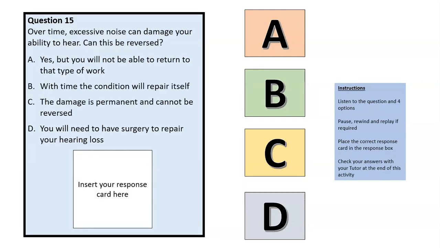Question 15. Over time, excessive noise can damage your ability to hear. Can this be reversed? A. Yes, but you'll not be able to return to that type of work. B. With time, the condition will repair itself. C. The damage is permanent and cannot be reversed. D. You will need to have surgery to repair your hearing loss.